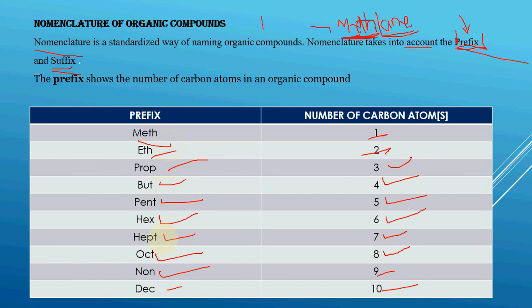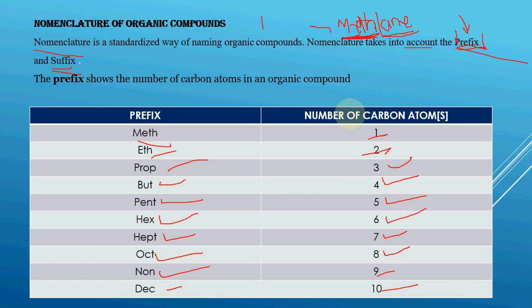You have no option but to know all these prefixes. When you know them, it becomes easier for you as you advance in organic chemistry, because this carries this information. If you miss this, you miss this information, and if you miss this information, you can't write any organic compound formula.